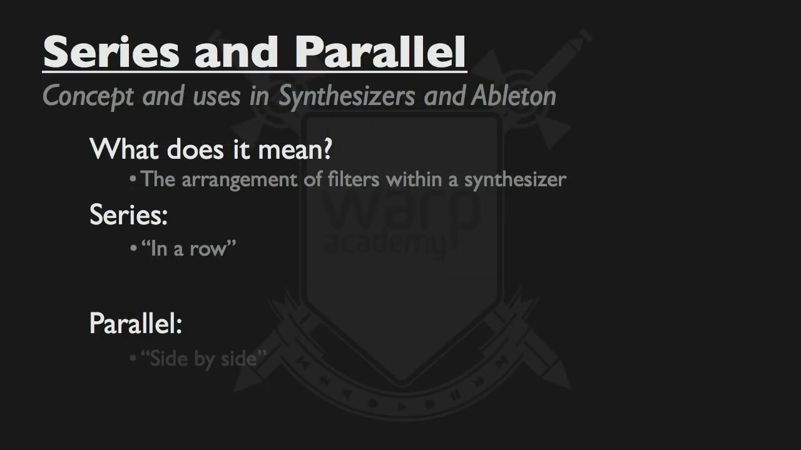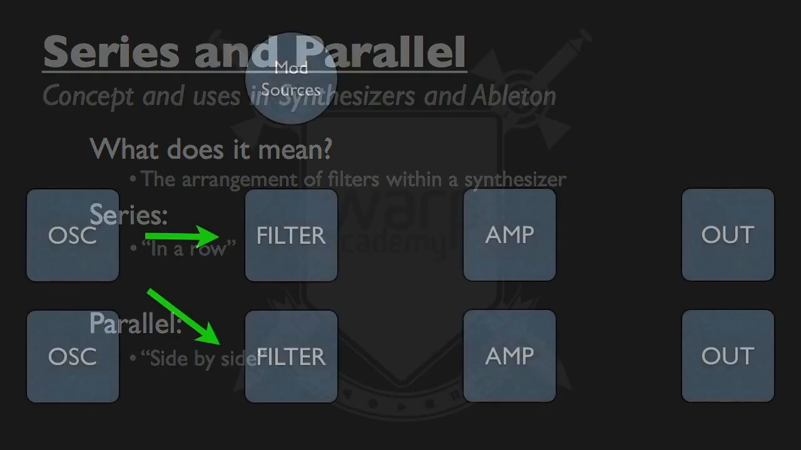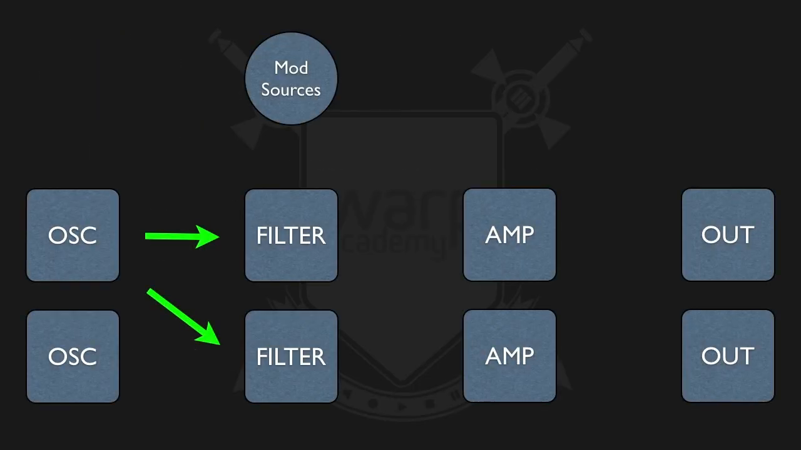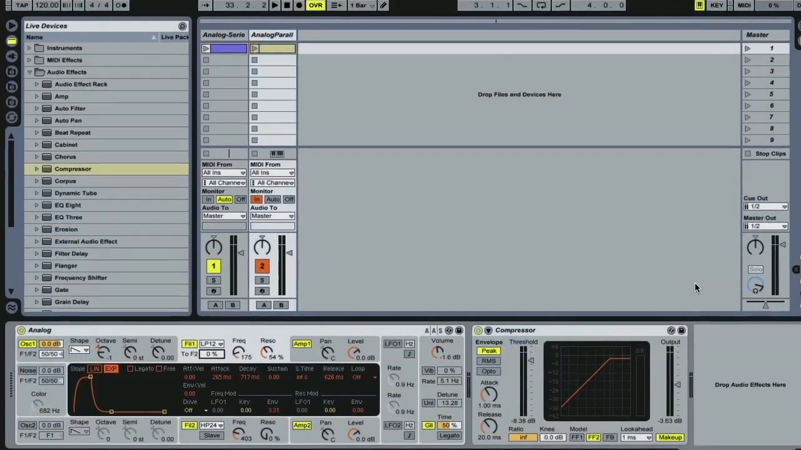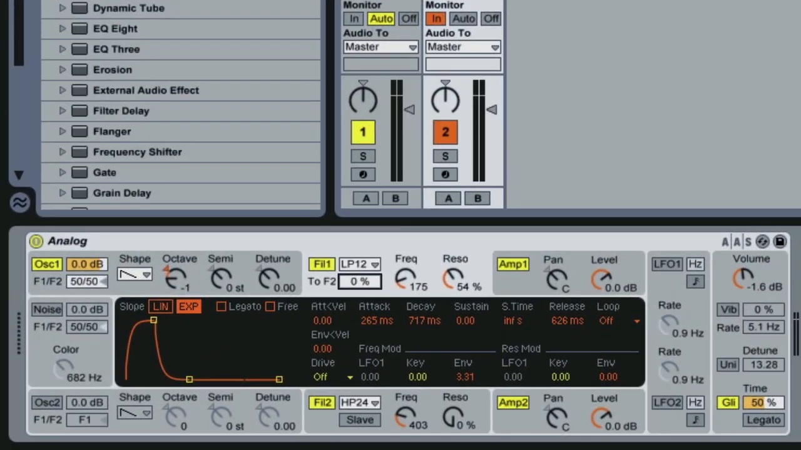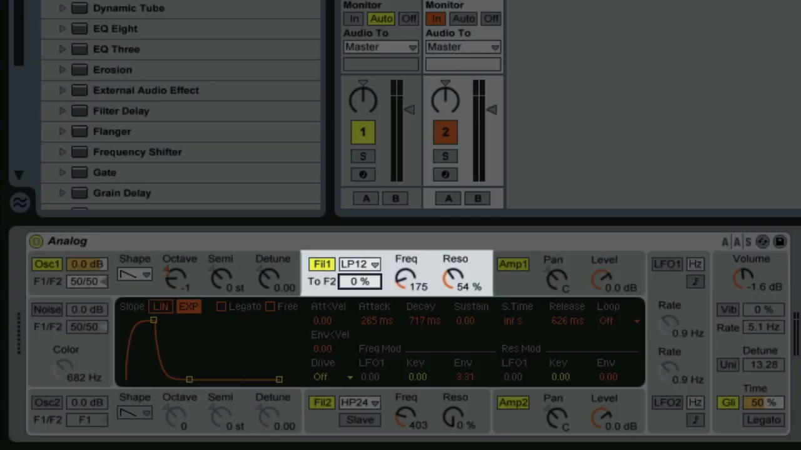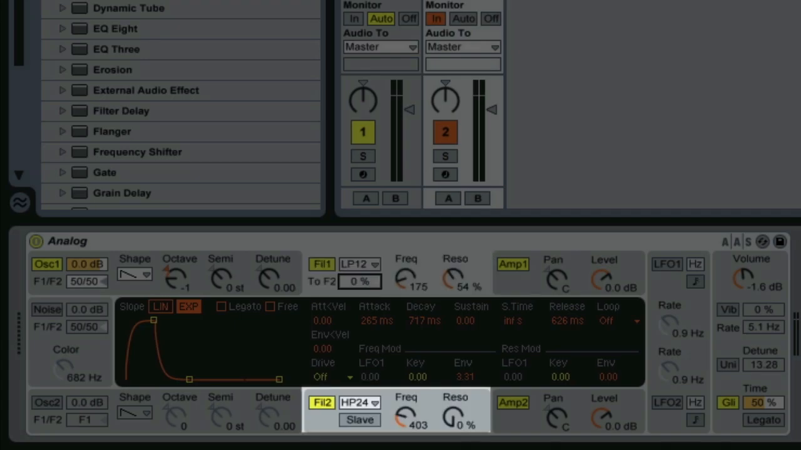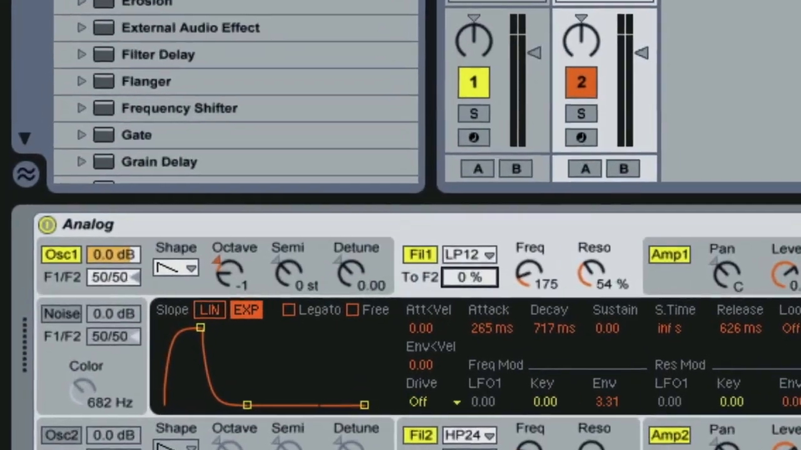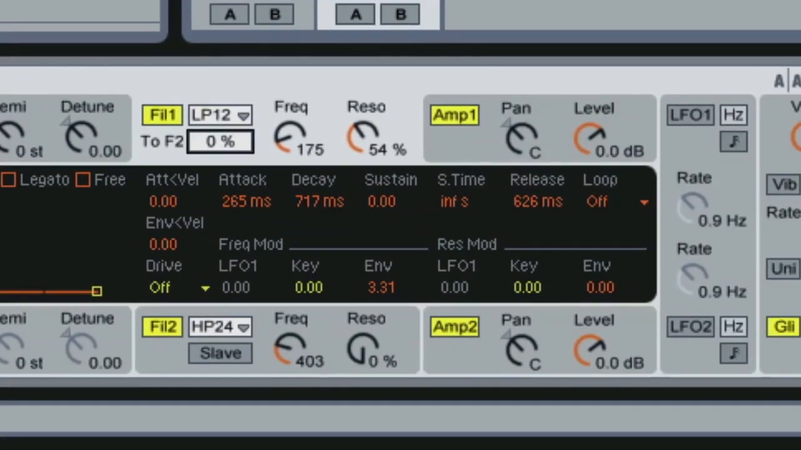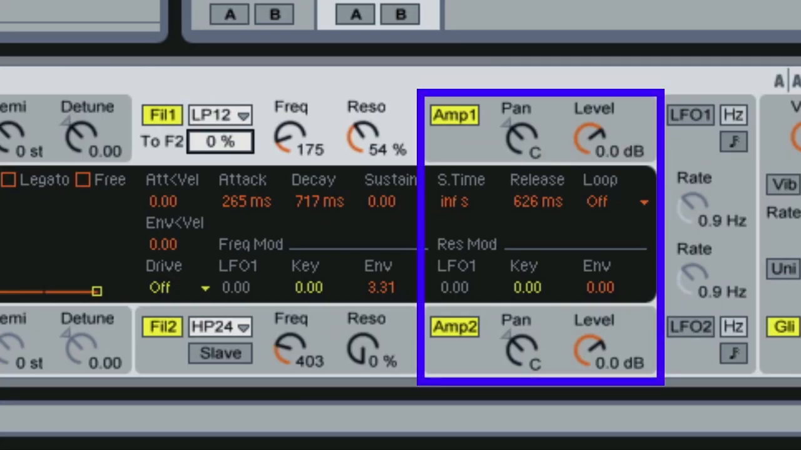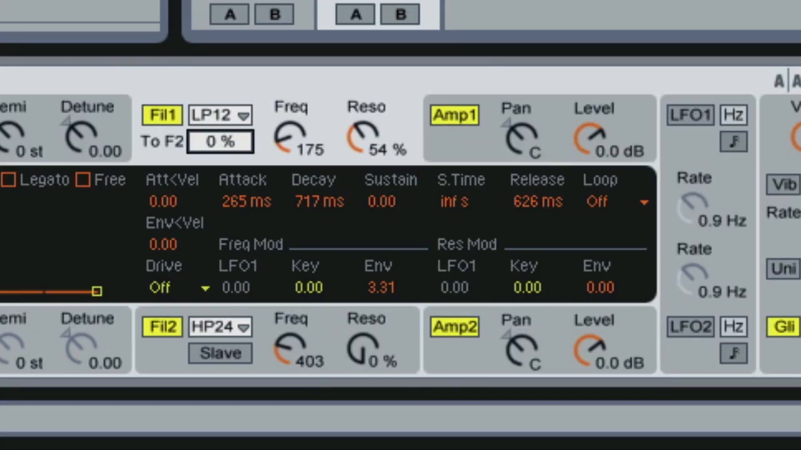Parallel, however, essentially means side by side. In this arrangement in our diagram, we have an oscillator being sent to both filters, which are then sent to the synthesizer's output. This can allow for some dramatic and complex effects using a single oscillator. For example, here we have another instance of Ableton's Analog, with the filters set up in parallel. Very similar to our first patch, filter 1 is a low pass with a bit of resonance, and filter 2 is a high pass. But because the oscillator is being sent to both filters, and both filters' output is being passed to the output of the synth, the sound is completely different from our previous example.